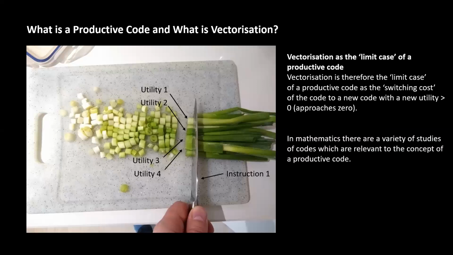So now I'm going to relate this concept of productive codes and vectorization to a variety of studies of different kinds of codes in mathematics, and show you how this might work. So one thing we can consider is super permutations. There is actually a nice article about super permutations in Quanta magazine, which is free and is online. So I invite you to have a read of it.